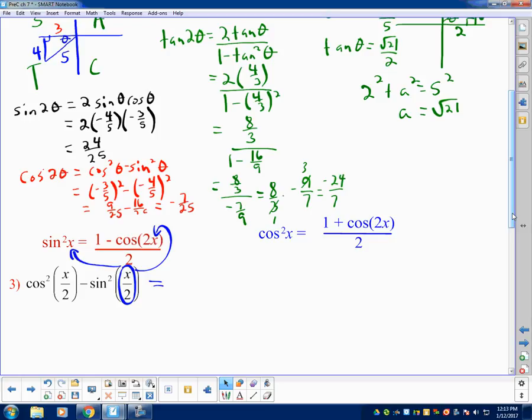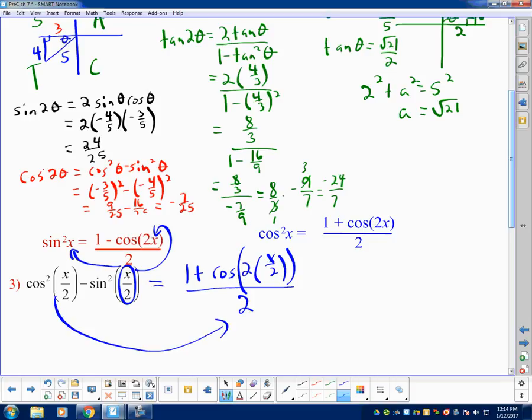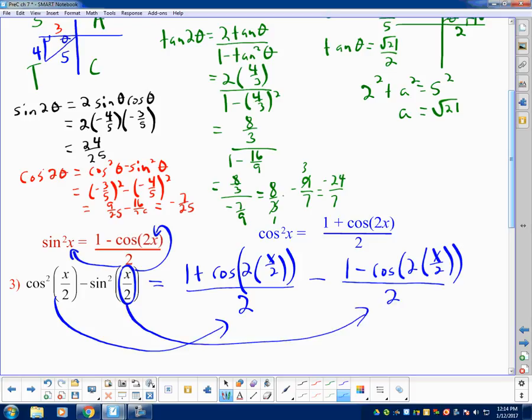Do you see the advantage of that? So let's go ahead and do it. We're doing the cosine squared one first. So it's 1 plus cosine of 2 times x over 2 over 2, and so this term becomes this. Then we have minus sine squared of x over 2 becomes 1 minus cosine of 2 times x over 2 all over 2. So this one is that, according to the formula.